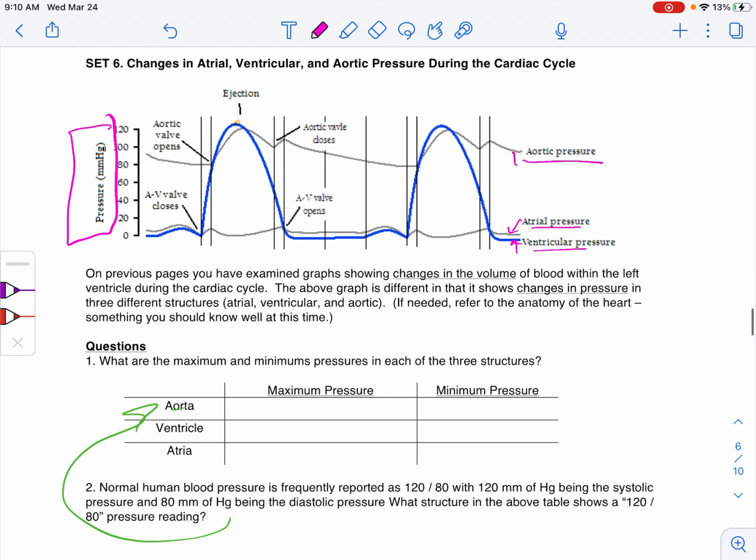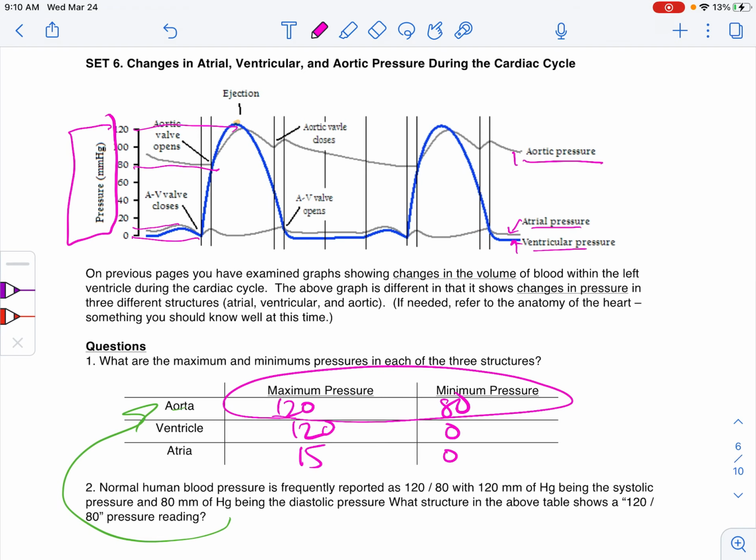Maximum pressure in the aorta, so we've got to go up to the top, and that'd be 120. Minimum pressure in the aorta, right there, I would say 80. I'd call that 80, all right? Ventricle pressure, now ventricle pressure is the blue line, so that's 120, but it goes all the way down to 0. And the atria pressure, the maximum pressure in the atria, I would say 10 or 15, we'll go 15 today. And then the minimum, it goes all the way down to 0.